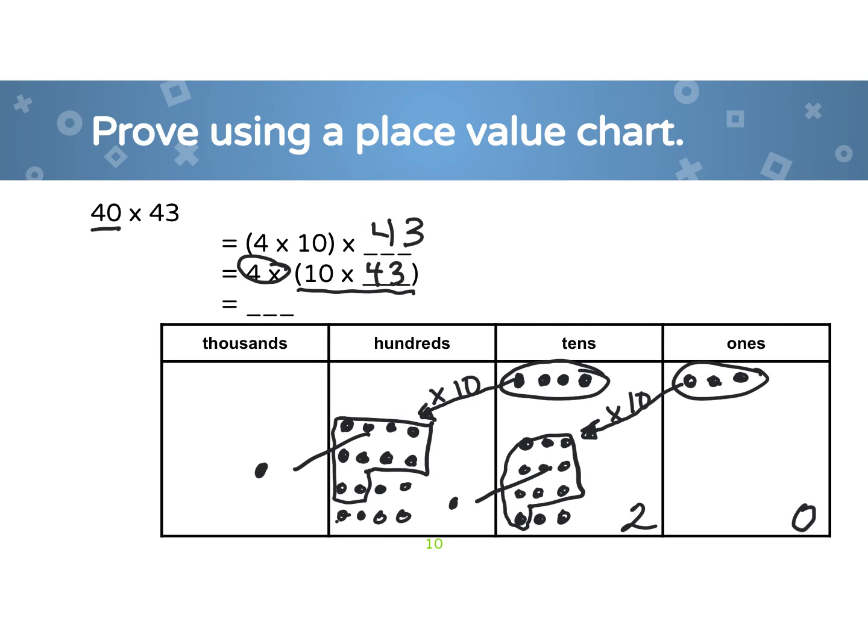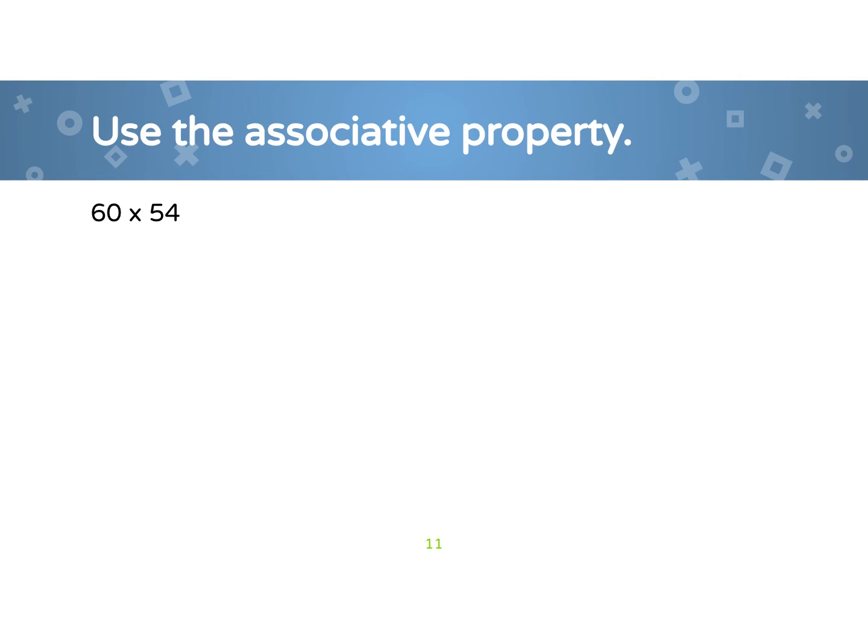And then I have 1, 2, 3, 4, 5, 6, 7. So I have 700 and 1,000. So my total, my product would be 1,720. So you can try that on the calculator. 40 times 43 should be 1,720. So remember, we're not so much concerned with the answer as we are proving that the associative property of multiplication works.